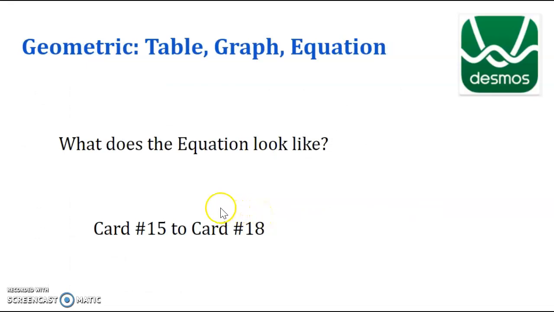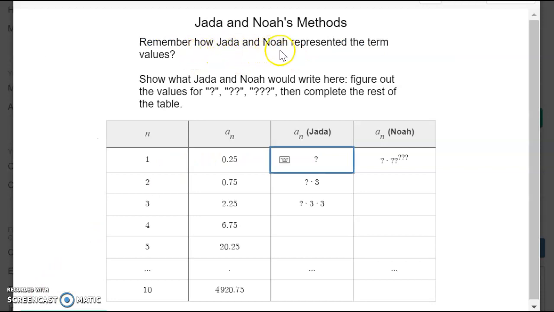So now you're going to go on to cards number 15 to 18, and you're going to be looking at the equation of a geometric sequence. Remember how Jada and Noah represented the term values? They represented them slightly differently. Show what Jada and Noah would write here. Figure out the value of each question mark. Then complete the rest of the table.